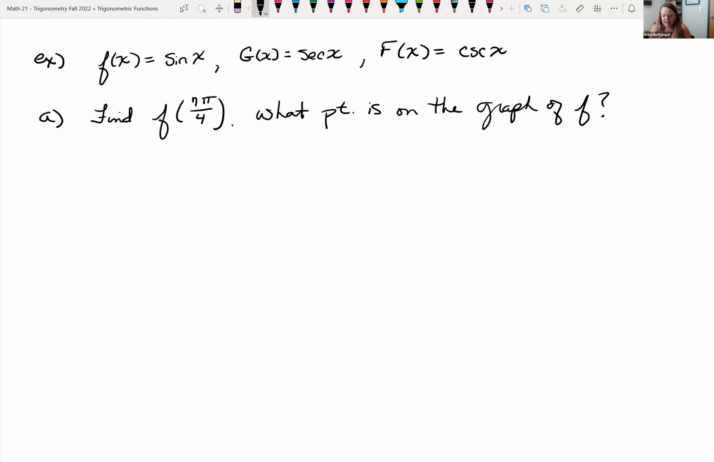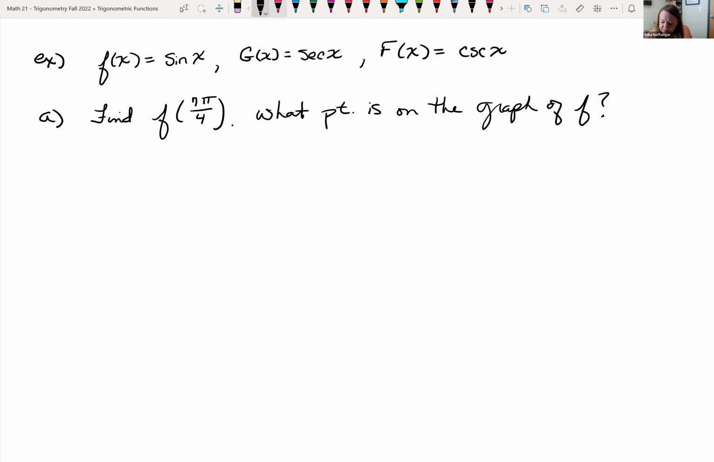So looking at another example, we're given functions. So we're given that the function little f of x is equal to the trigonometric function sine x. Capital G of x is equal to secant of x. And capital F of x is equal to cosecant of x. So part A wanted us to find what f of 7 pi fourths was, and then what is the point on the graph of f.